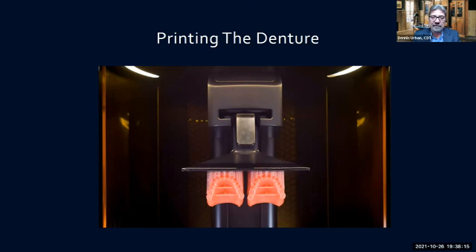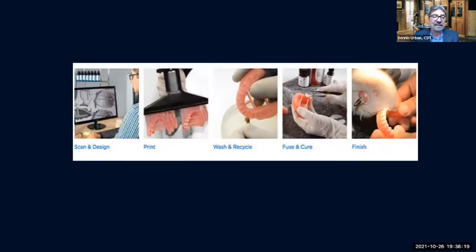This happens to be a carbon printer, and you can print, I think, almost 12 dentures at a time. And so we're going to scan the design, we're going to print, and we'll do something called wash and recycle. What this is doing now, it's not fully cured. So we're taking some of those supports that we're holding this on in the printer while it was nesting, and we're cleaning up with denatured alcohol. And then we're ready to fuse our denture teeth into this denture base.